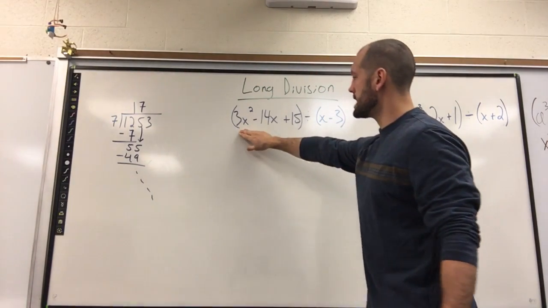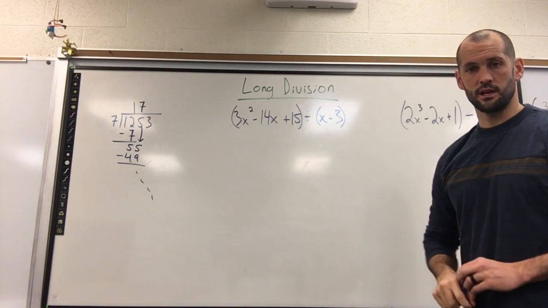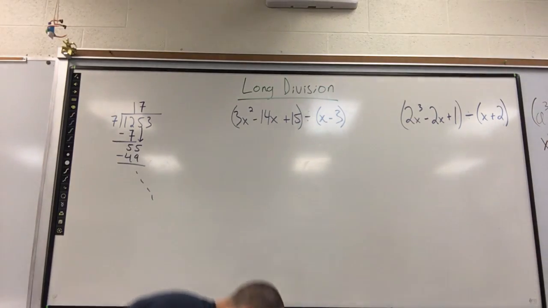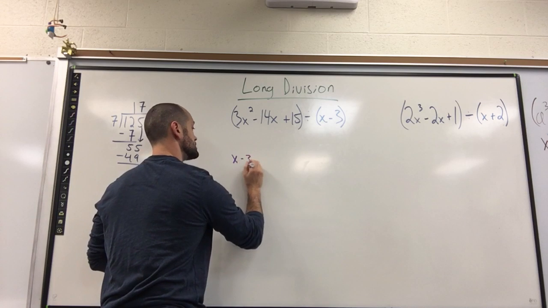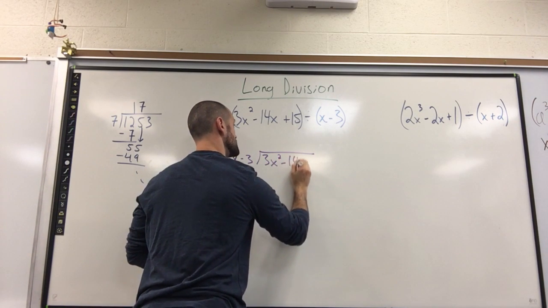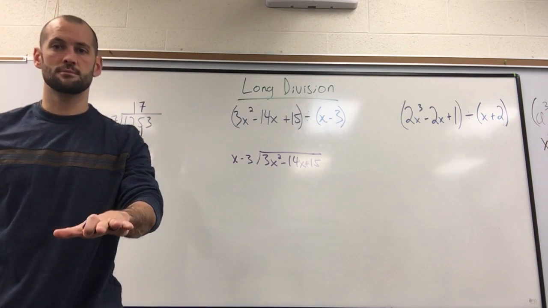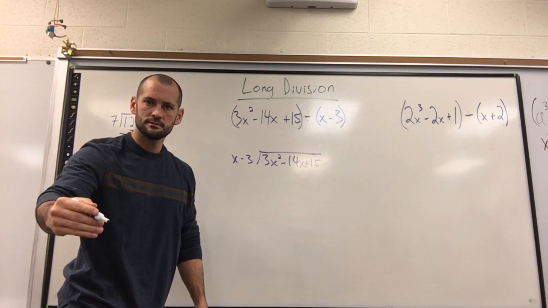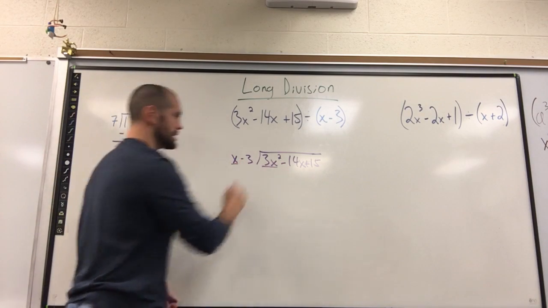So if they give me 3x squared minus 14x plus 15 divided by x minus 3, I'm going to set it up the exact same way. So here we go. I'm going to divide x minus 3 into 3x squared minus 14x plus 15. Okay, so I do the same exact approach. Now remember, I look at the front. Say front. So I look right here.